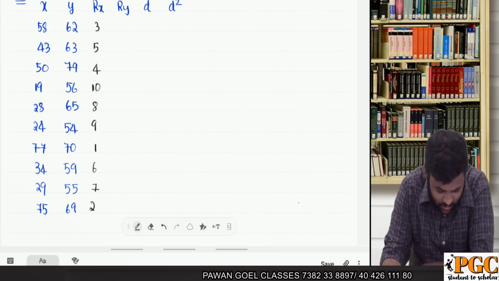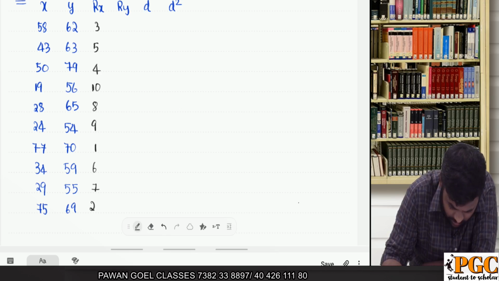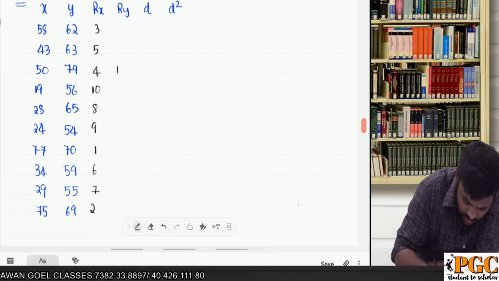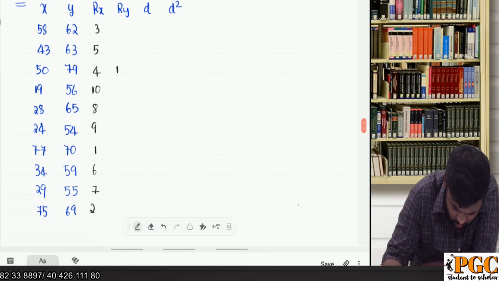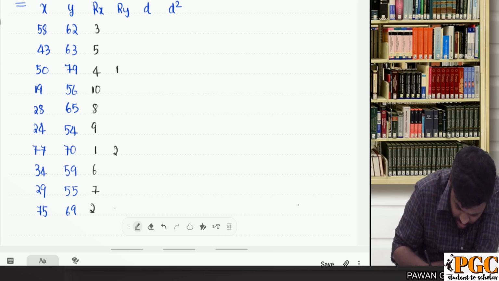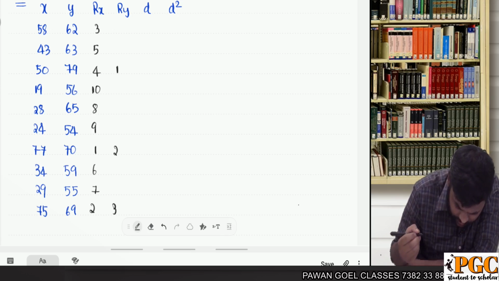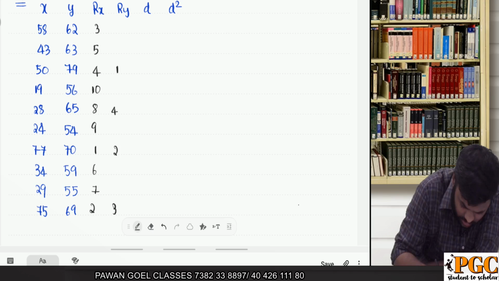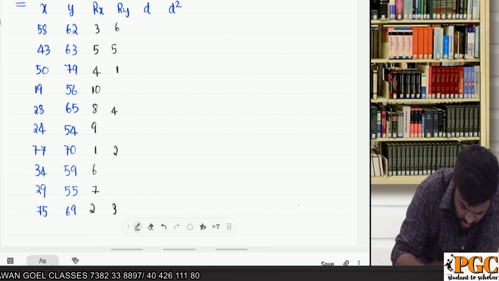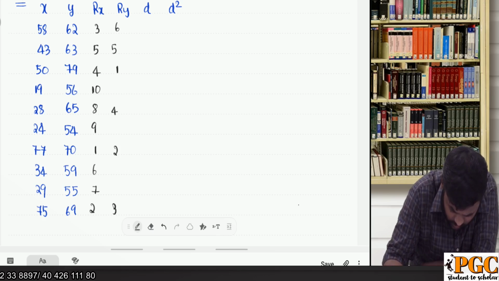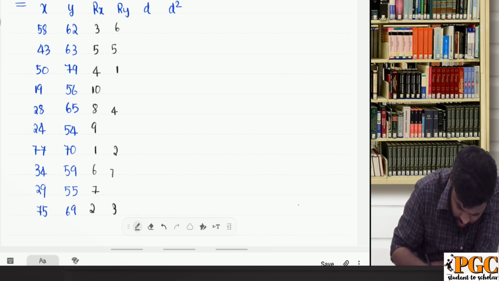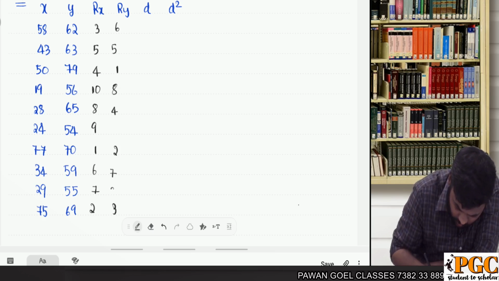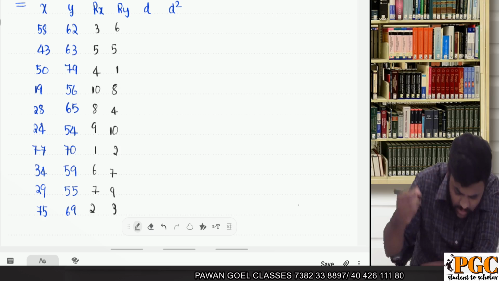Now let us give ranks for y. What is the highest observation, my dear friends? Can I say 79 is the highest observation? After 79, what is the next highest observation? Can I say 70 is the next highest? 69 is the third highest. Next, I guess 65 is the fourth highest. 63 fifth highest. 62 sixth highest. Next, 59 is seventh highest. 56 is eighth highest. 55 ninth highest. 54 tenth highest.